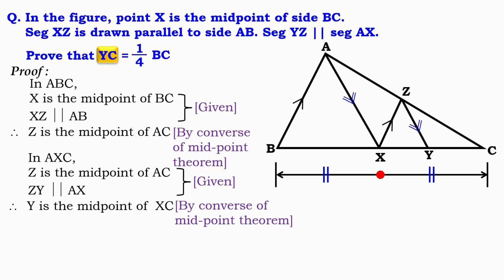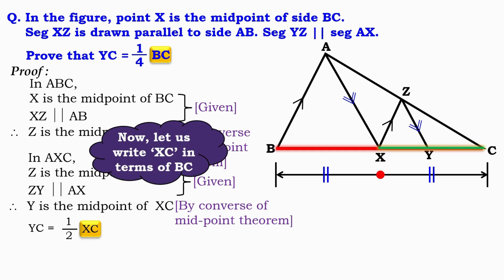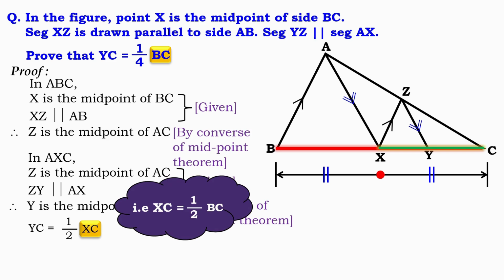Okay. Now we need to prove that YC is 1 by 4th of BC. So what we got, Y is the midpoint of XC. So that means YC is equal to half of XC. Correct? Now, what is XC? XC is basically half of BC. So just replace that. Now let us write XC in terms of BC. So as already we know that X is the midpoint of BC. So XC is equal to half of BC. So half into half of BC means 1 by 4th of BC. So that's why YC is equal to 1 by 4th of BC. Hence it is proved. Okay.